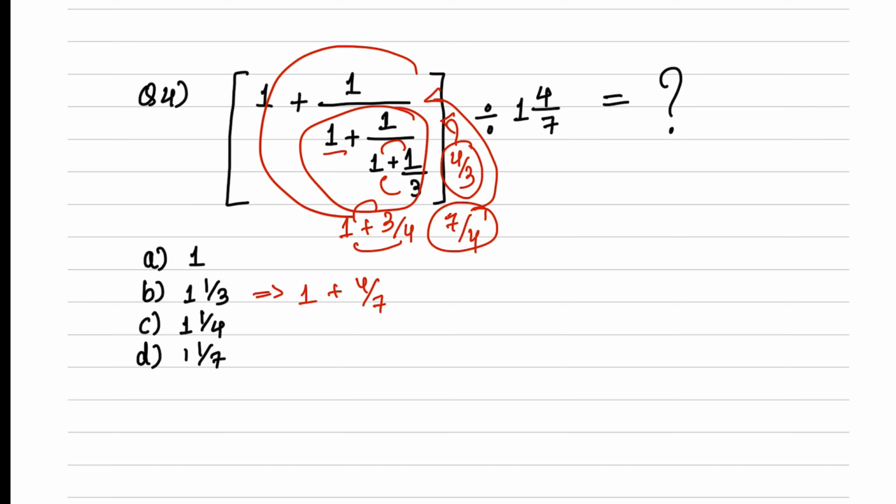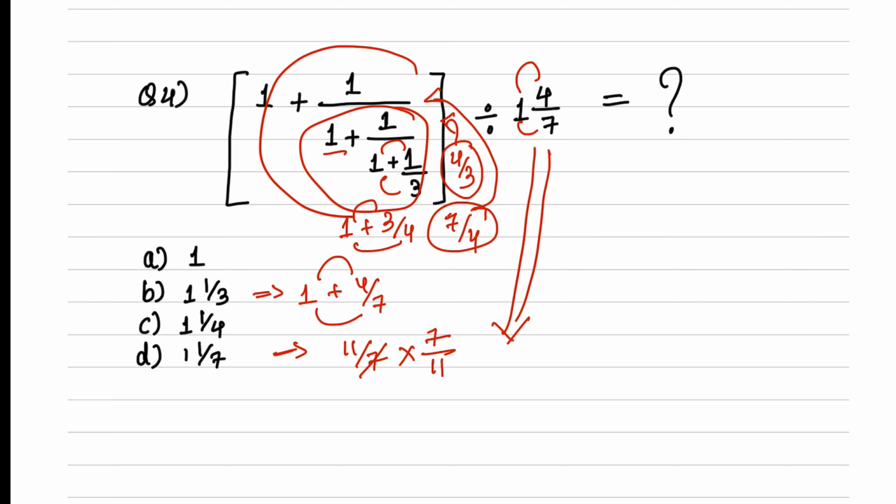4 by 7, and do it again. 7 ones are 7. 7 plus 4 will be 11 by 7, and now you take this one: 7 ones are 7. 7 plus 4 will be 11. 11 by 7, it will be reciprocal and it will be 7 by 11. 7 and 7 cancel, 11 and 11 cancel. Final answer is 1. Option A is the right answer.